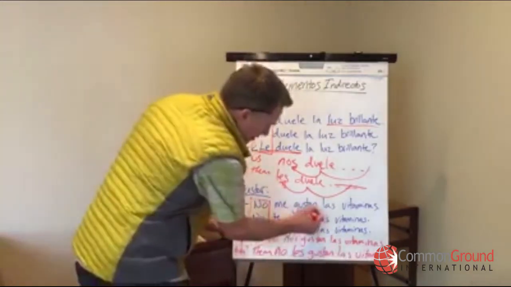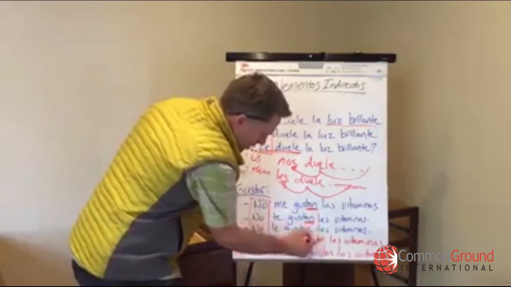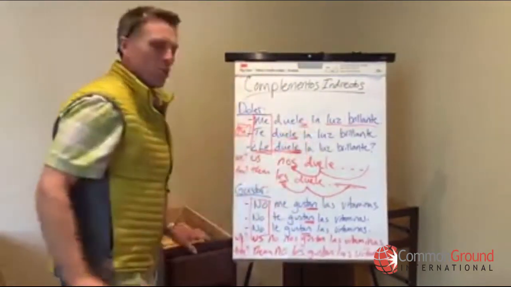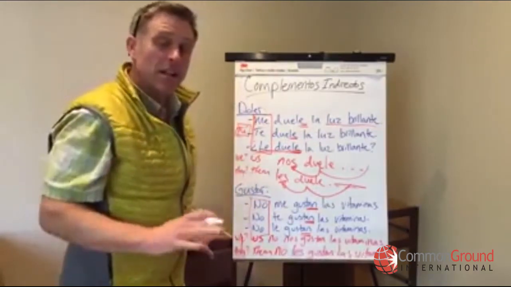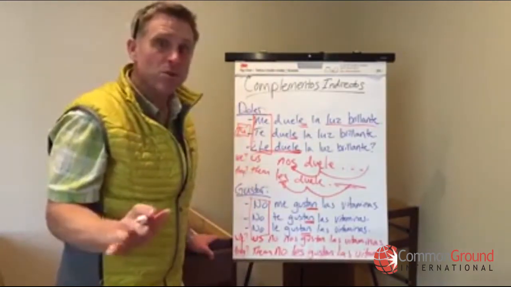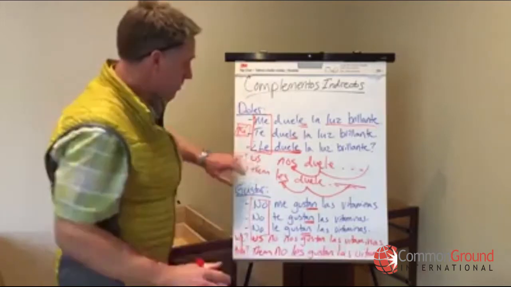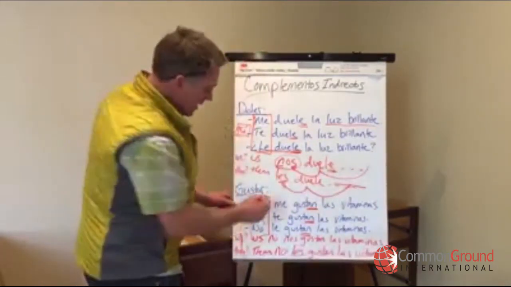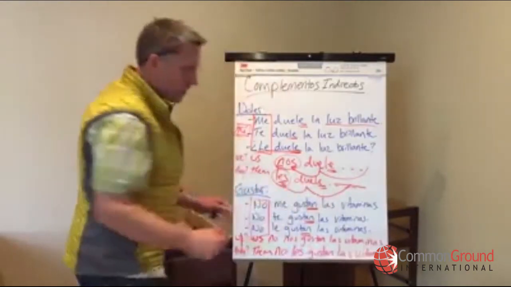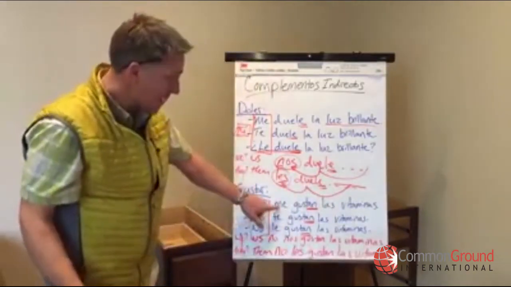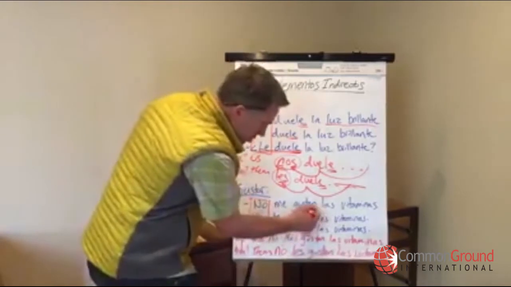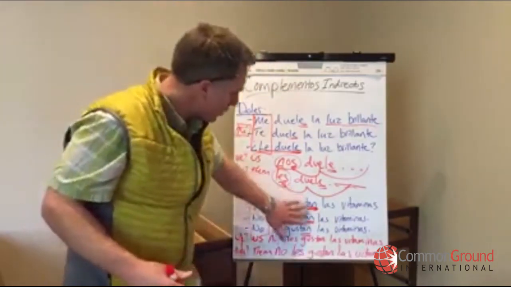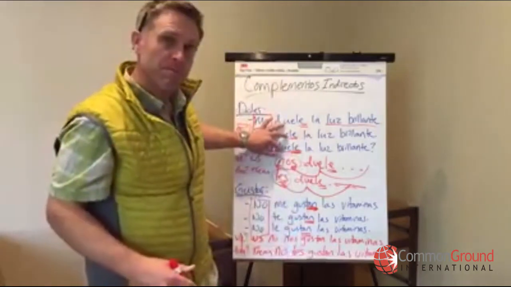Here we have gustan, plural, and here we have duele, singular. What's the difference? It clearly does not relate to the person, right? Because here nos is plural, but it's still duele. Les is plural, but it's still duele. And here me is singular, but it's still gustan, plural. What's going on? What is driving these verbs?